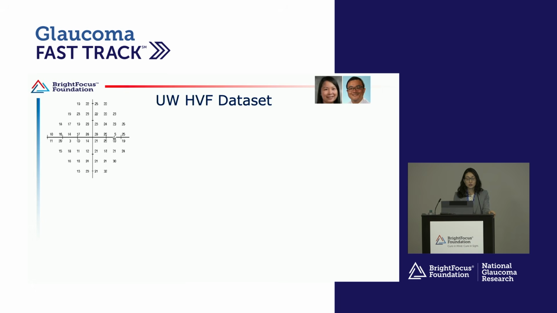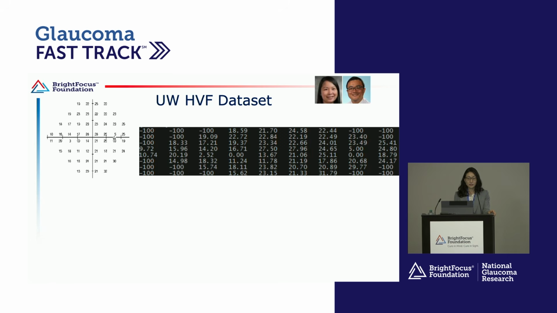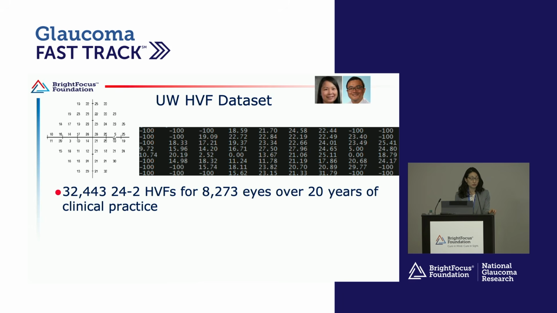So what do we do? This was in collaboration with Joanne Wen, who's a glaucoma specialist at Duke, and Aaron Lee, who's at WashU right now. These are some examples of the extraction that we did from clinical Humphrey visual fields at University of Washington. These were the 24-2 Humphrey visual fields obtained over 20 years of clinical practice at University of Washington from about 5,000 people.